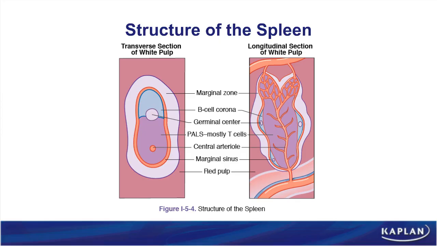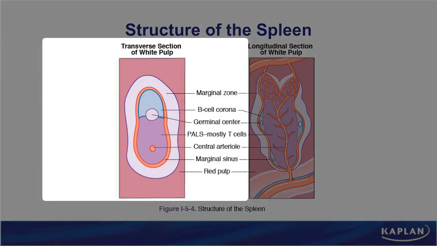And it's important to know that even though you see a germinal center within this image, and there is also one located in the figure of the lymph node, germinal centers are really only going to be present during an active immune response. Now let's take a look at the transverse section of the spleen, where again, you can see the central arteriole. You can see that surrounded by the periarteriolar lymphoid sheath, which again is mostly T cells. Again, surrounded by the marginal zone of B cells.